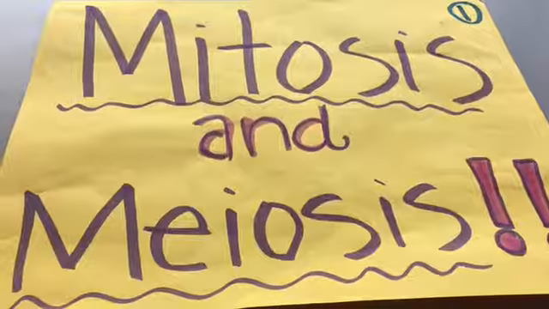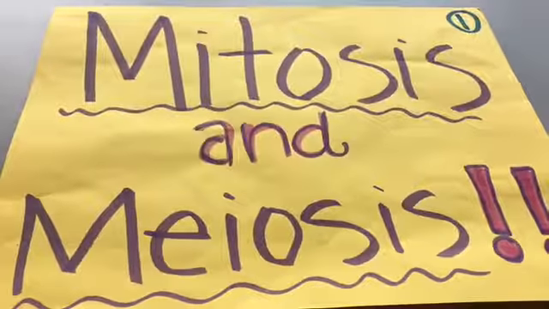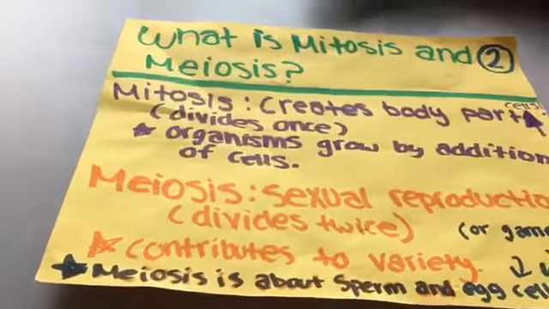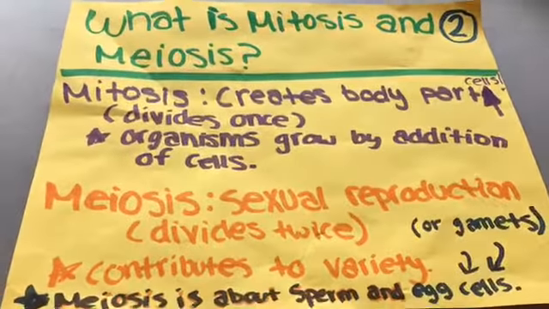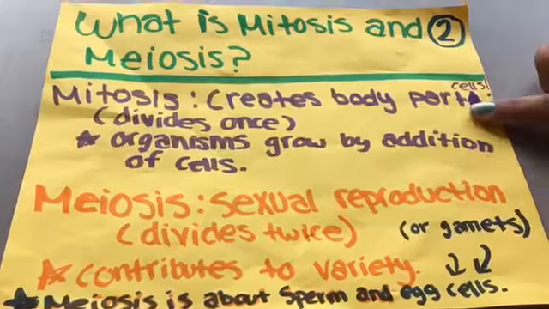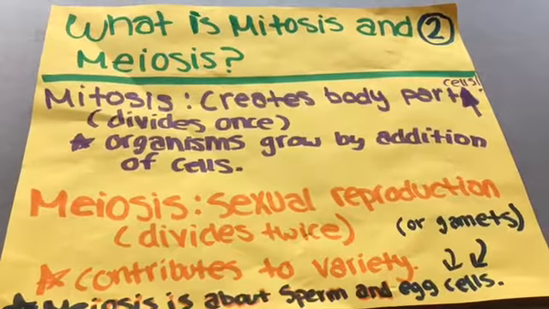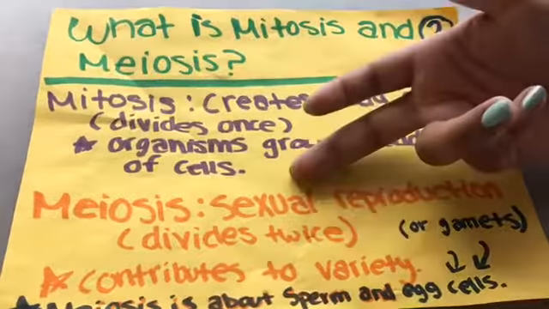Hey guys, so today we'll be learning about mitosis and meiosis and the process they go through. So you might be wondering, what is mitosis and meiosis? Well, mitosis creates body part cells, divides once, and organisms grow by addition of cells.